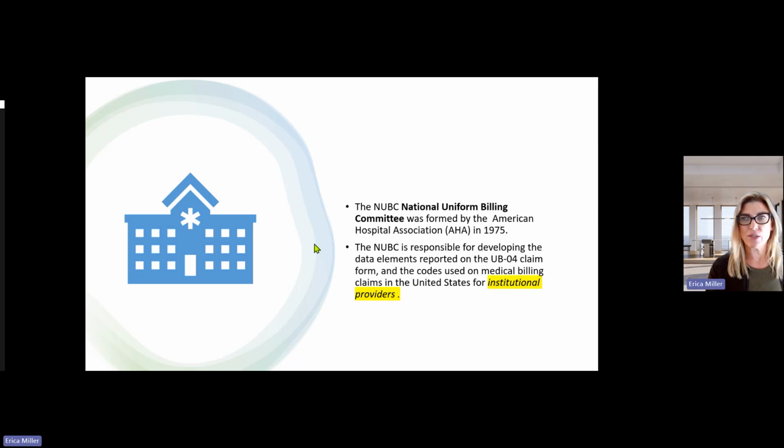And again, institutional provider. Institutional means that the patient is in an inpatient setting. They have been formally admitted into an institution, whether it be a skilled nursing facility, a hospital, inpatient admission. Those represent institutional providers.